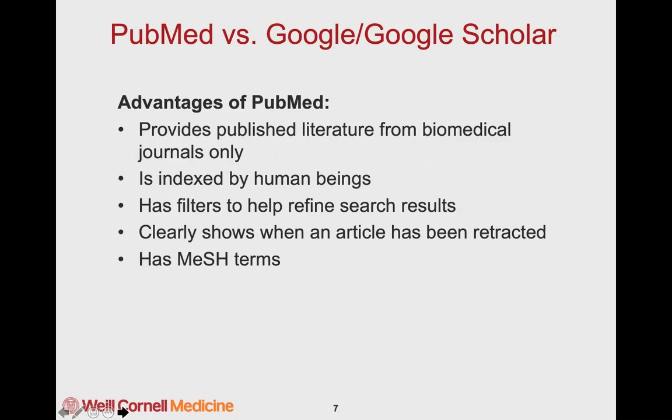PubMed is also indexed by trained human beings, which is different from Google. And because of this, PubMed has features that can help you find evidence more quickly and efficiently. One of these features is filters. Filters can help you refine your search results by categories such as species, age, sex, publication type, or study design, and language, among other options.